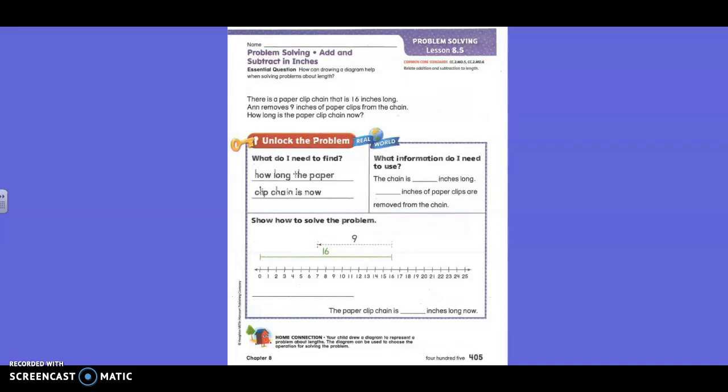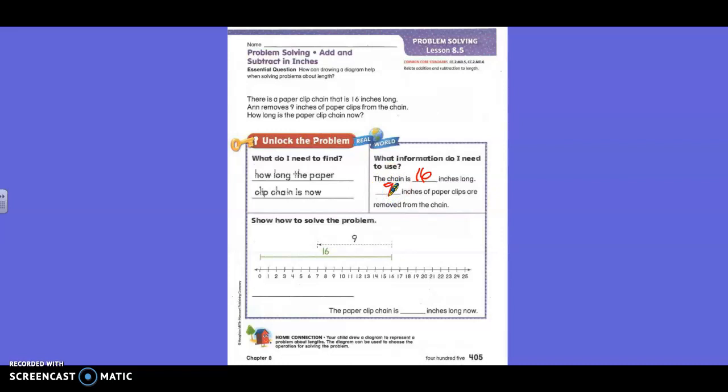Okay, so to figure out this problem, what do we need to find? How long the paperclip chain is now. That's all written for you, right? So let's not worry about that. What's the information that we need to use? The chain is blank inches long. How many inches long is the chain, everybody? 16 inches long. Blank inches of paper clips are removed from the chain. How many inches are removed, Isaac? 9.